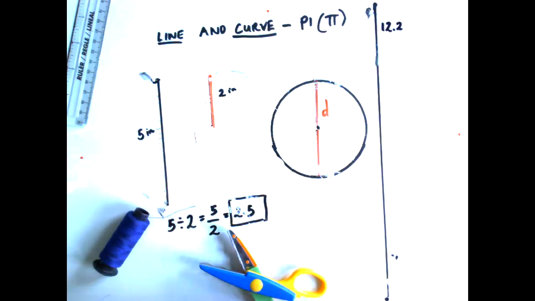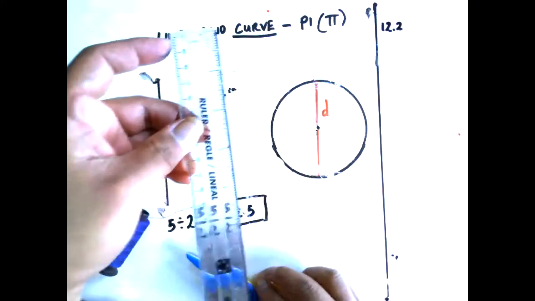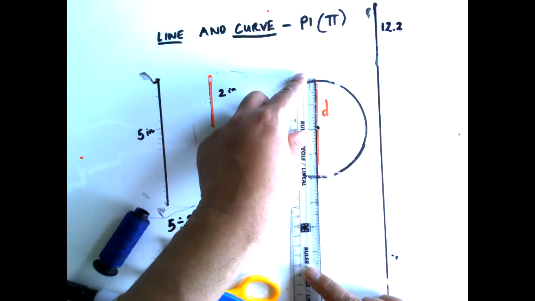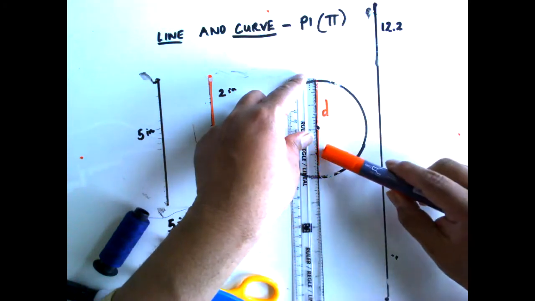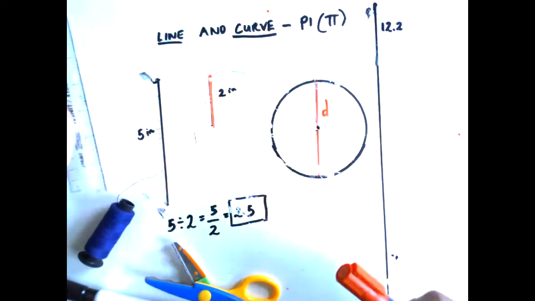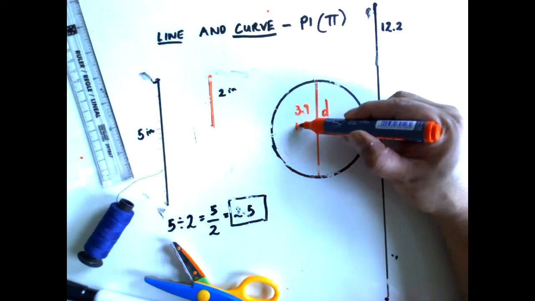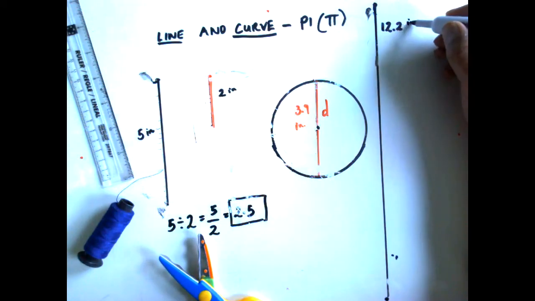So then we measure the diameter. We also measure the diameter in inches. From one end all the way here, it's 3.9. So the approximate measurement is 3.9 inches and 12.2 inches. Yes, inches. Maybe I'll write the whole thing.